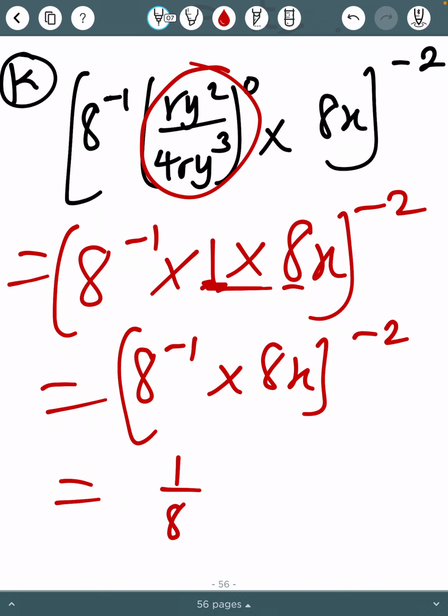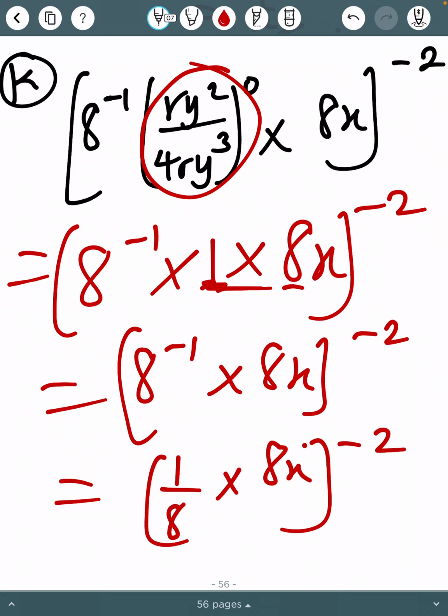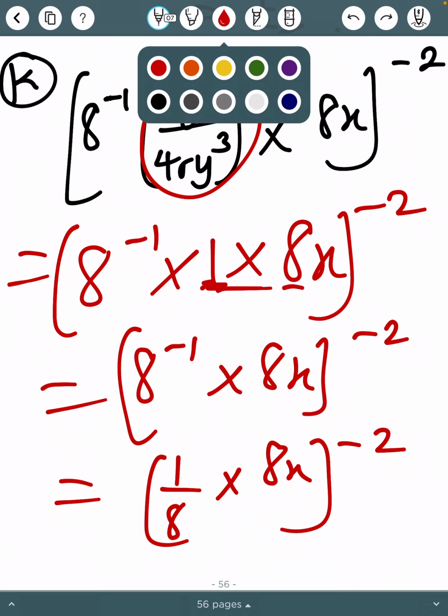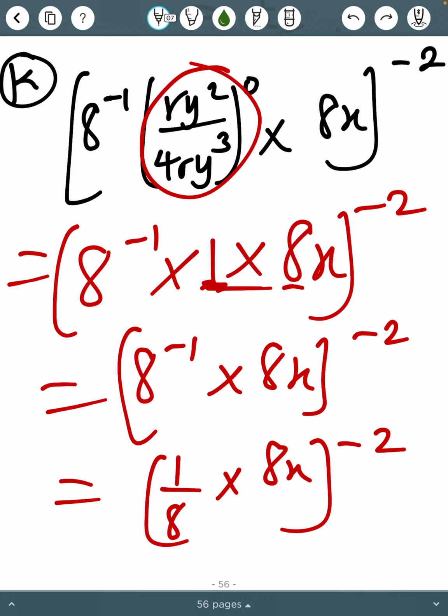8 raised to power minus 1 is 1 over 8 times 8x raised to power minus 2. 8 will divide 8. Let me choose a different color for that. 8 will divide 8. What does that give? That gives x raised to power minus 2, or 1 over x squared. Is that clear? That was question K. Let's see if we still get more. I think we do. So L now.